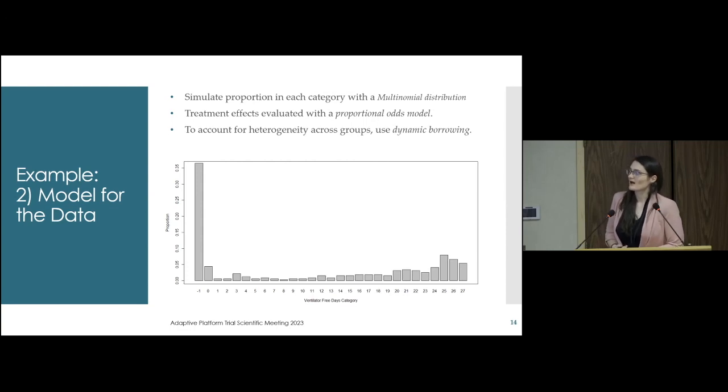And again, to account for heterogeneity across the groups, we're going to use this dynamic borrowing concept. So we have these two groups. We're going to have separate treatment effects in each group, but if they're similar, we're going to bring them together.